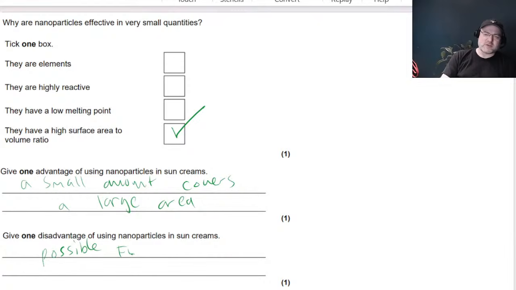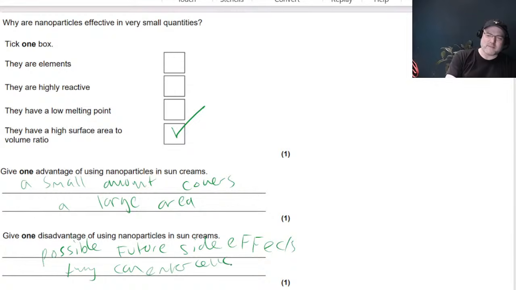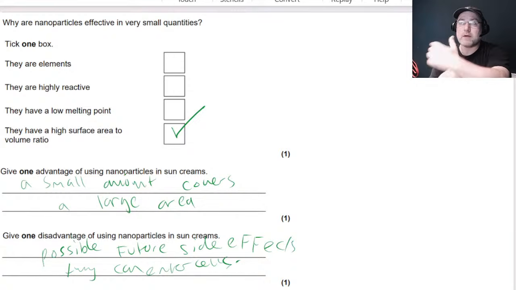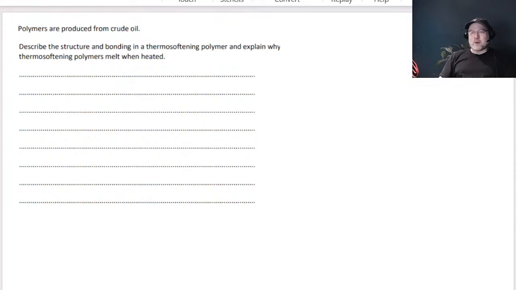One disadvantage of using nanoparticles is that we're not sure about possible future side effects. They can enter cells. Basically, nanoparticles are so small that people are worried about breathing them in, them getting into your lung cells, causing mutations, cancer, things like that. They're a new technology, so we don't know if there are any long-term side effects because we haven't been using them for long enough to know. Anywho, I couldn't be bothered to write that all out. You do need to know about this.